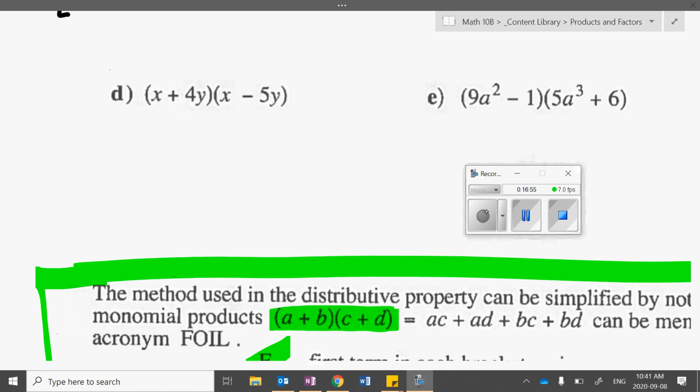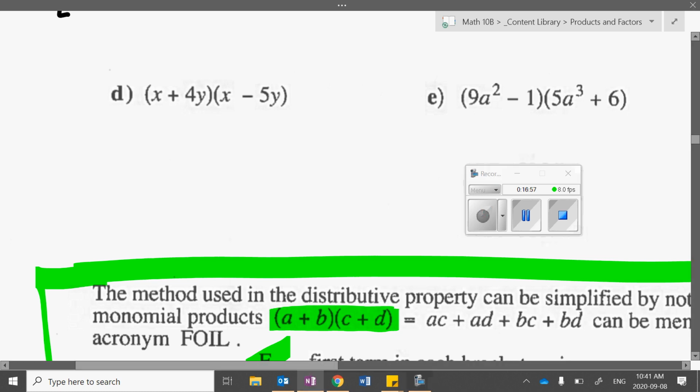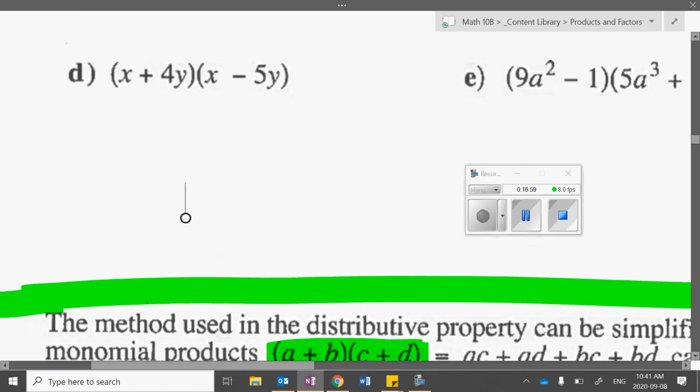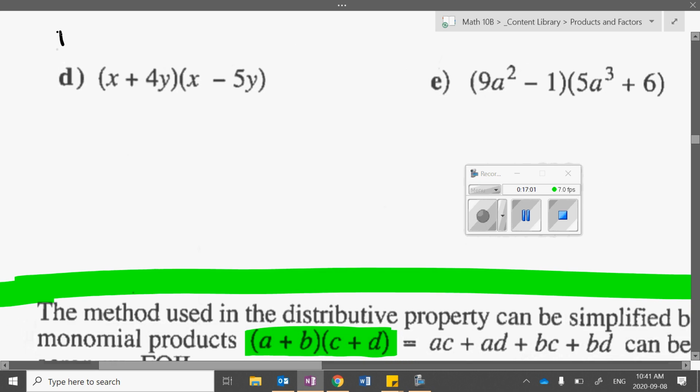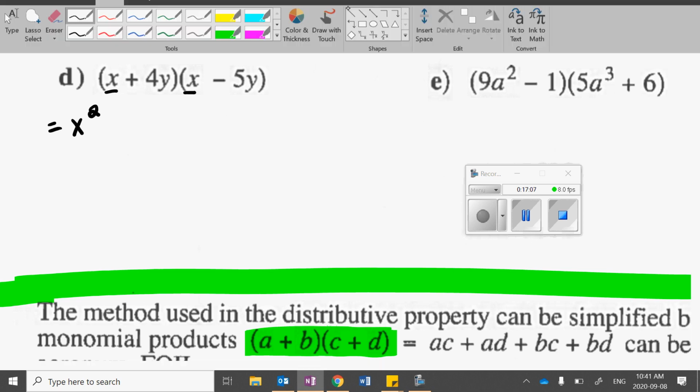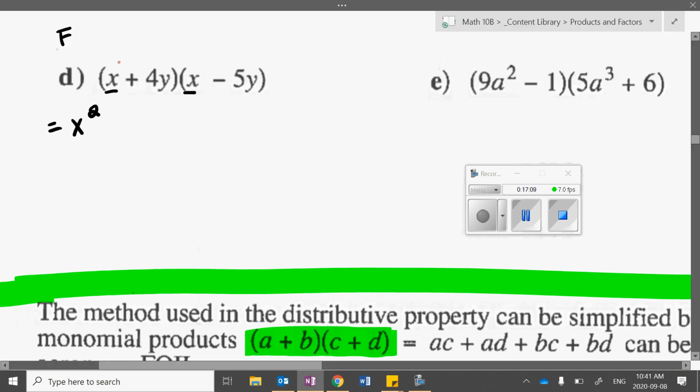Okay, let's try this one together. Or I'll just go over it. I guess you've already done it. X squared, so first, x times x gives us x squared. Outer, O, so that's my x and 5y, so I get minus 5xy.